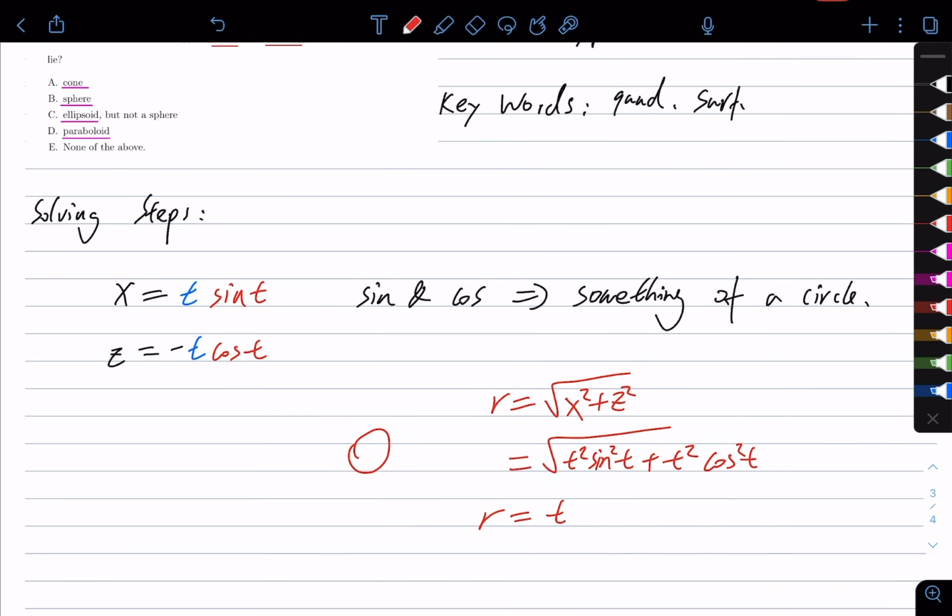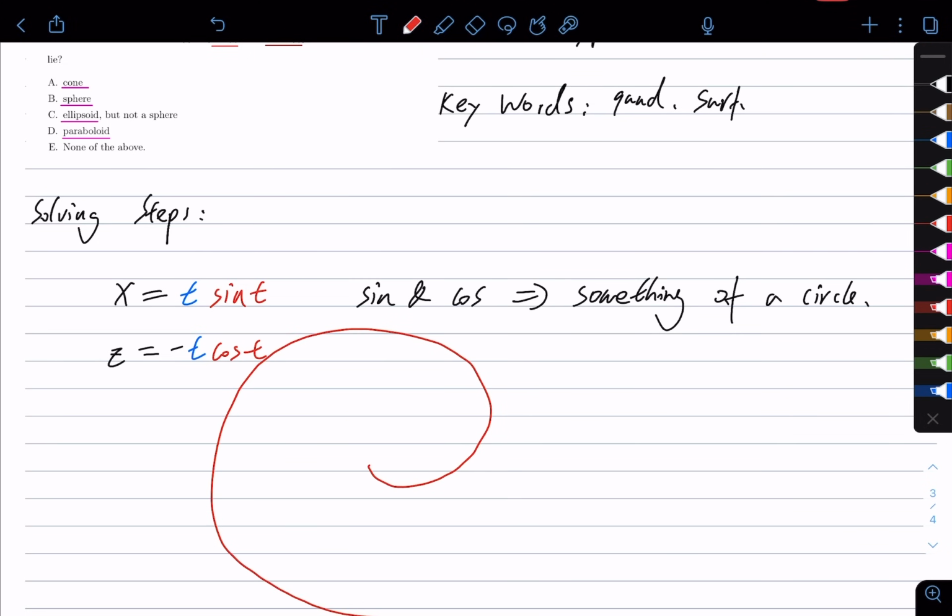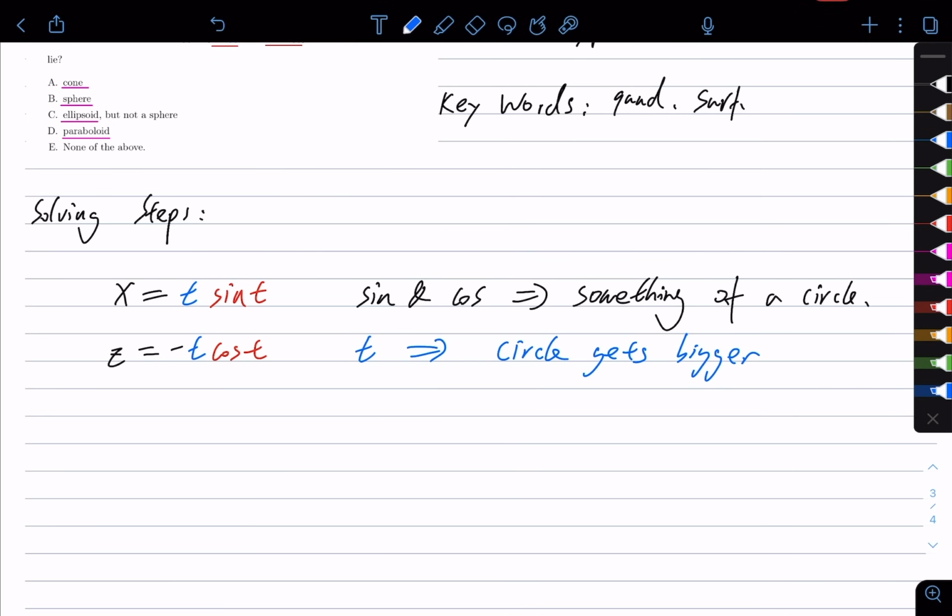As I increase my parameterization variable t, my radius increases. So this is not exactly a circle, but as we go around the circle, the radius of the circle increases, like that. Okay, so the t tells us that the circle gets bigger, right?